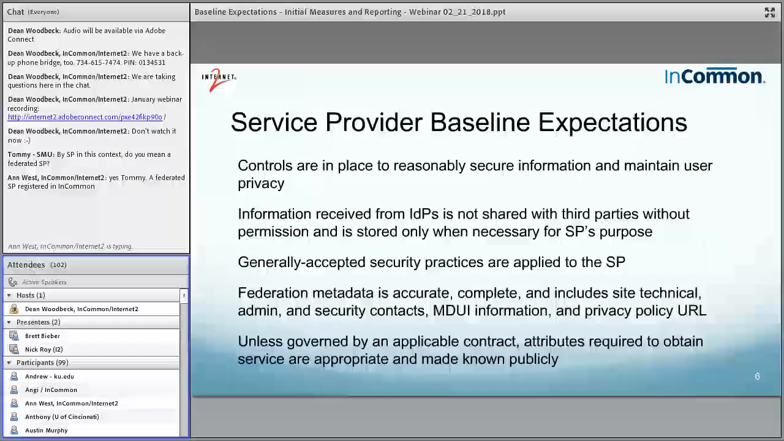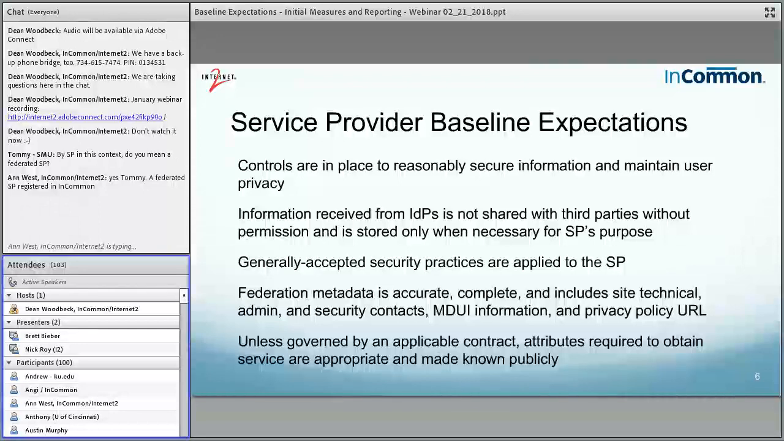And there's a similar set of expectations for service providers, although they're slightly different because the service provider is the recipient of identity information in the transaction. So you need to make sure that controls are in place to secure information and maintain user privacy, and that information received from the IDPs is not shared with third parties without permission. And obviously, it's stored only when necessary for, say, the application that you're running to be able to function. Those first two things kind of go hand in hand. The third one is very similar to the standard for the IDP with security practices.